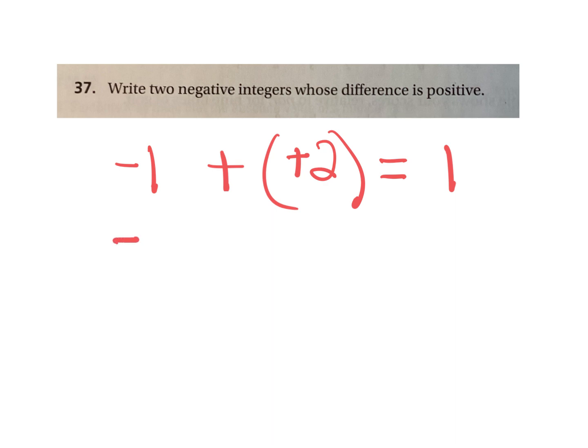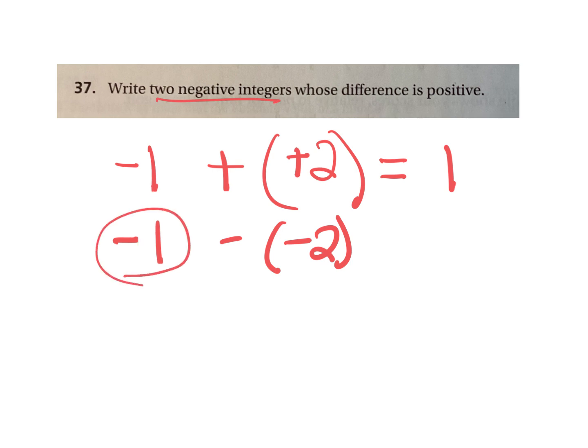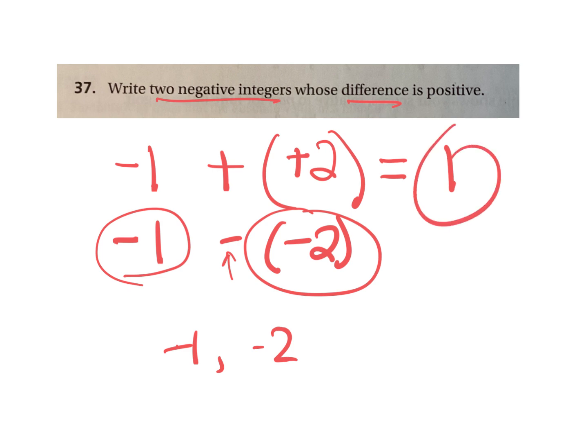So I'll write that again. -1 minus -2. So I need two negative integers. That's a negative integer. That's a negative integer. And the difference, which is subtraction, the difference between those is positive. So if I have -1 and -2, I subtract those and I get a positive number.